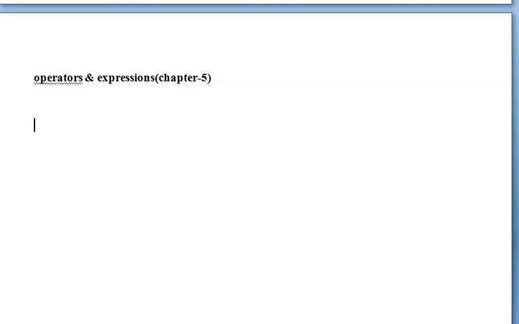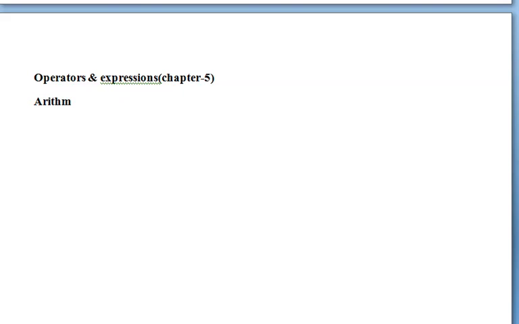So Java offers a rich set of operators that comprises arithmetic operators, relational operators, logical operators and some other operators. In simple terms, we can say that an operator is used to do some operations or some calculations. Fine. So there are a number of operators that are offered by Java.